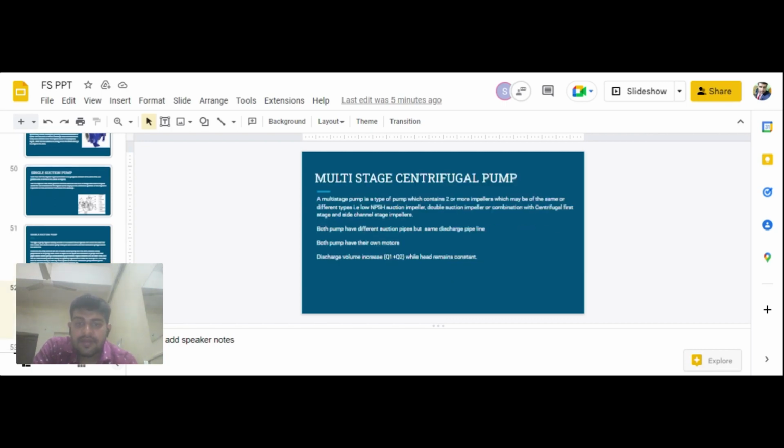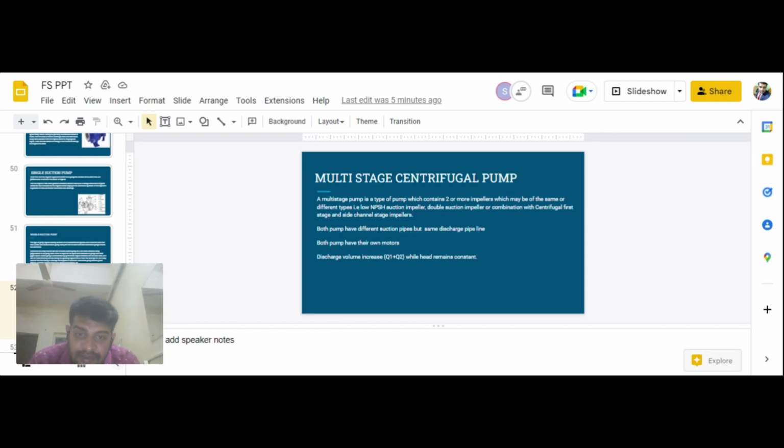And the next slide is the multi-stage centrifugal pump. A multi-stage pump is a type of pump which contains two or more impellers, which may be of the same or different types. Examples: low NPSH impeller, double suction impellers. Both pumps have different suction pipes but the same discharge pipeline. Both pumps have their own motors.